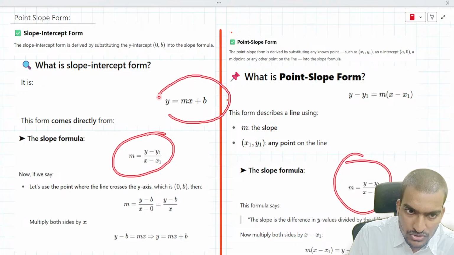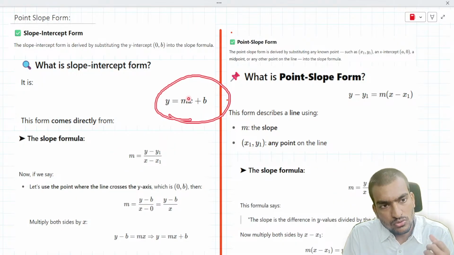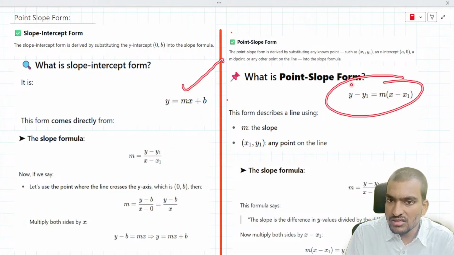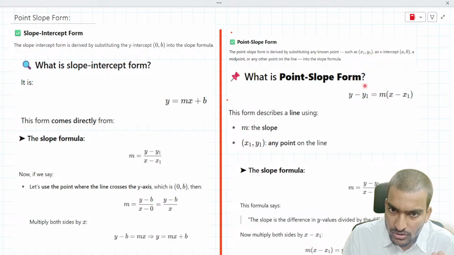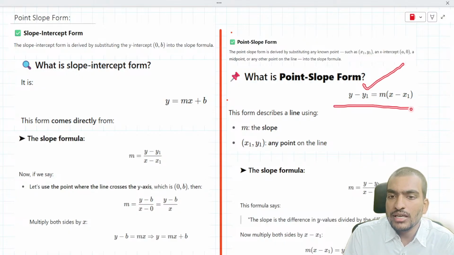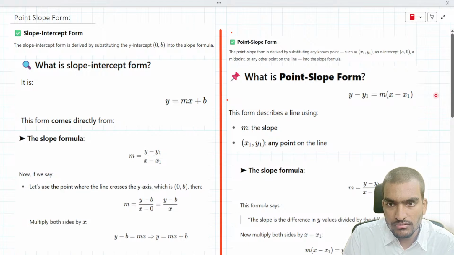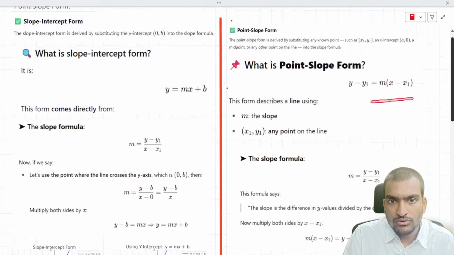If you substitute the y-intercept here, you get slope-intercept form. This is actually a slope only. If you substitute any point here, you get an equation. That's it. That's the difference. There is no more to discuss about point-slope.